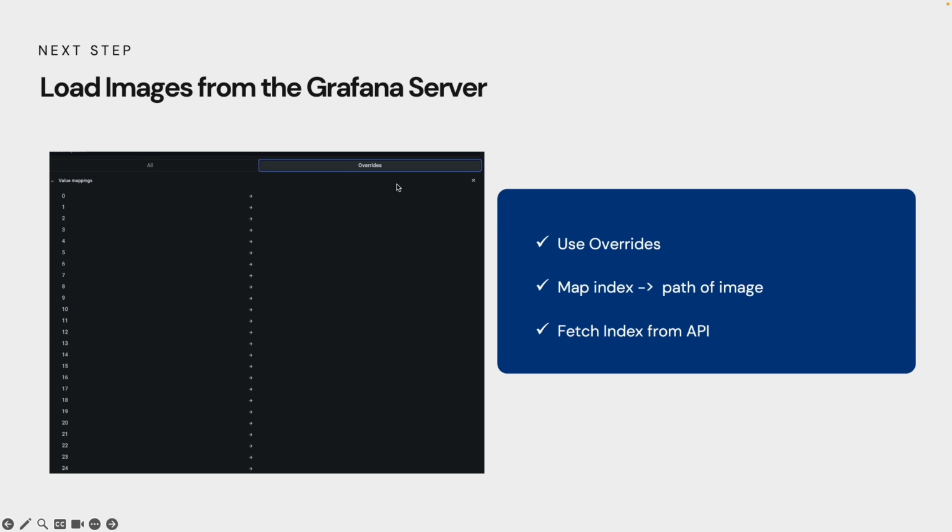And then with this override, we can actually just show the image loaded directly from the Grafana server itself. And we are fetching the index from the API. And I've already done a video on how you can use HTTP APIs in Grafana, so you don't have to directly connect to a database. You can call APIs in Grafana panels. I'll leave a link to that video in the description below, so feel free to check that out.